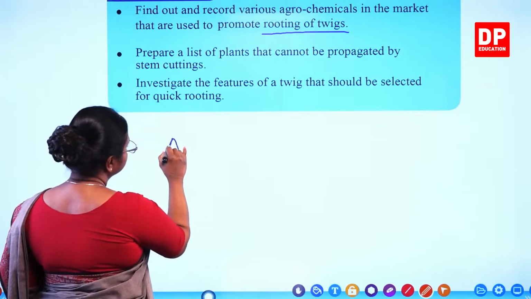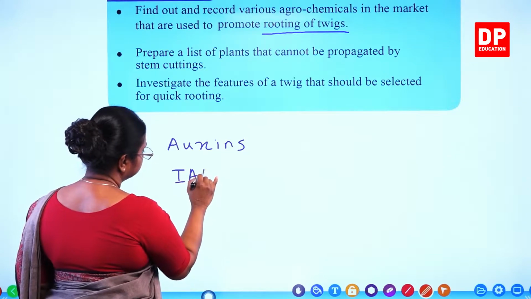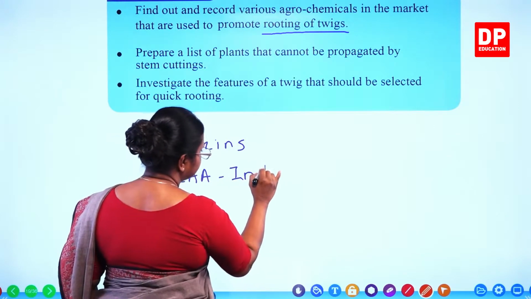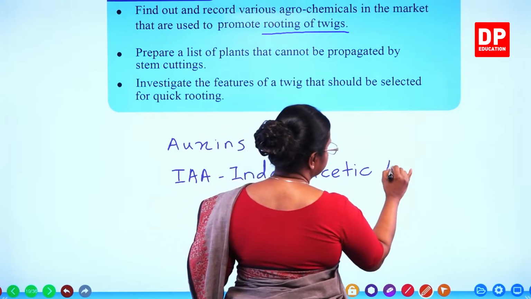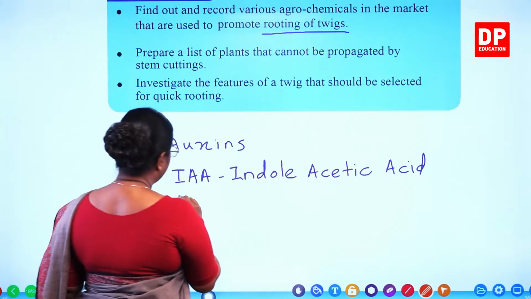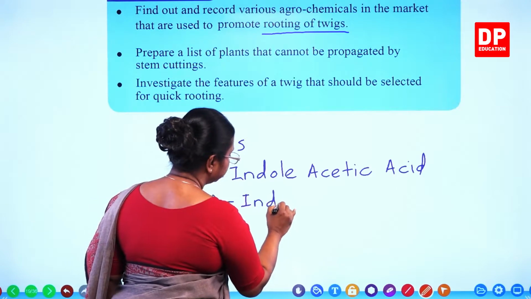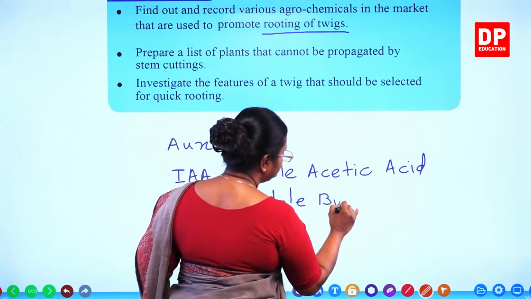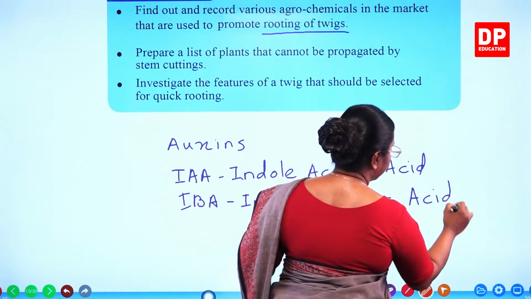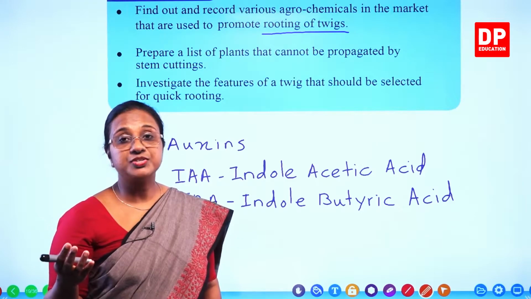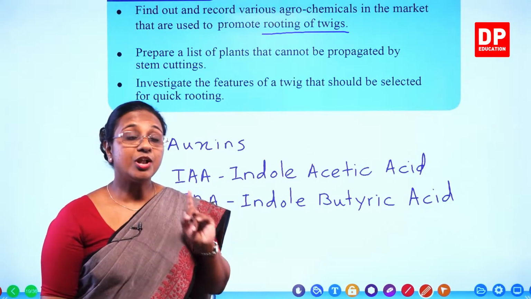under auxins, IAA, indole acetic acid, and IBA, indole butyric acid. So, these are types of auxins that are used to induce rooting in stem cuttings. So, you all can remember that.